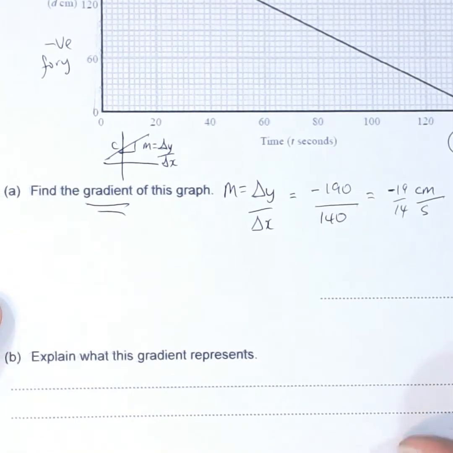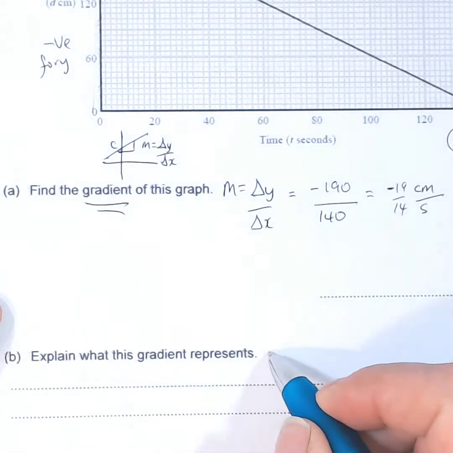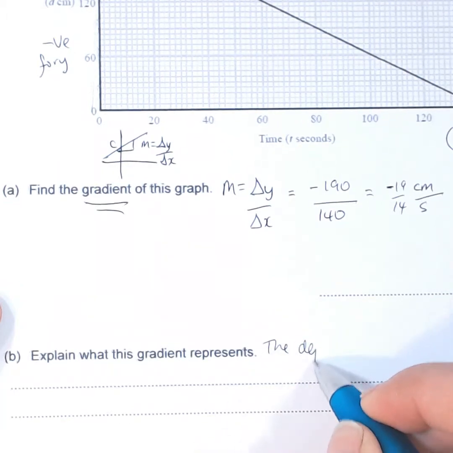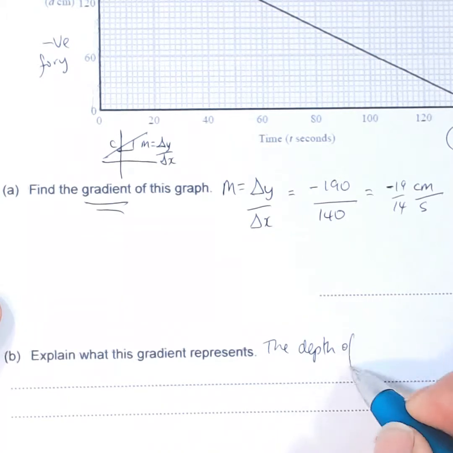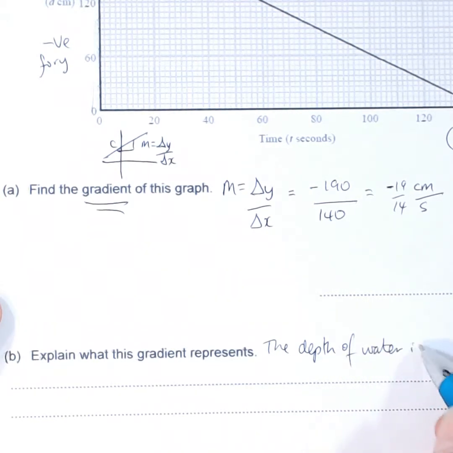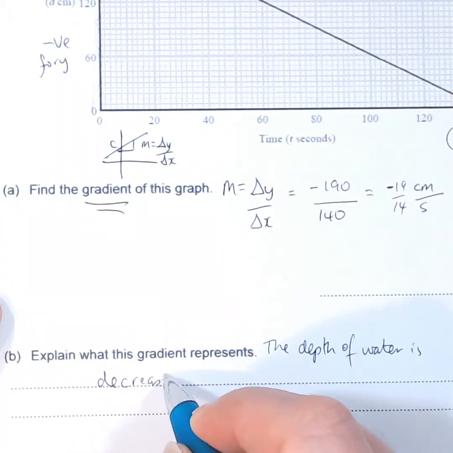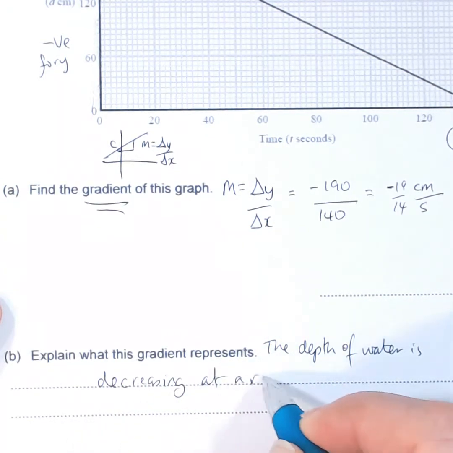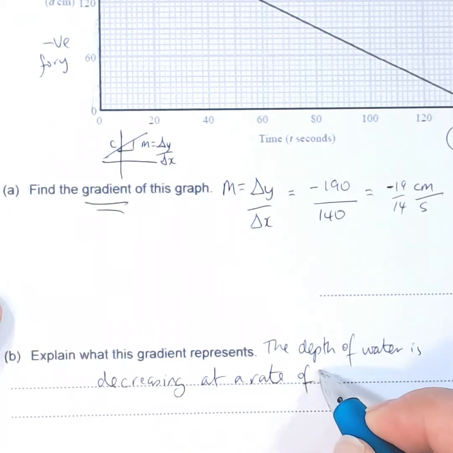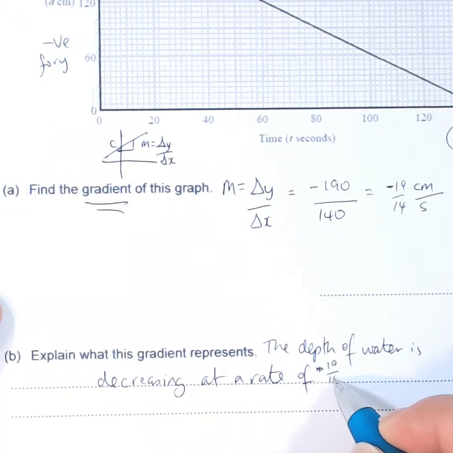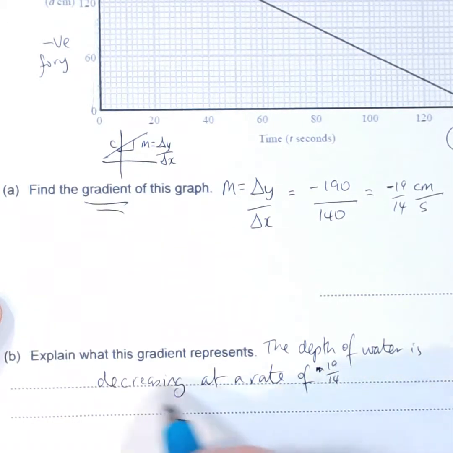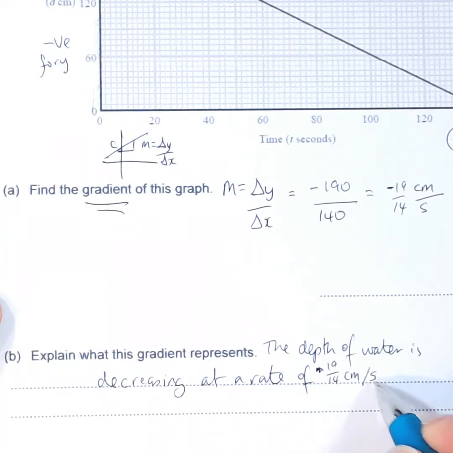So basically we'd be saying to ourselves that the depth of water, because this was about depth of water, the depth of water is decreasing at a rate of 19/14. Don't need the negative because we've interpreted that by the word decreasing. So the depth of water is decreasing at a rate of 19/14 centimetres per second.